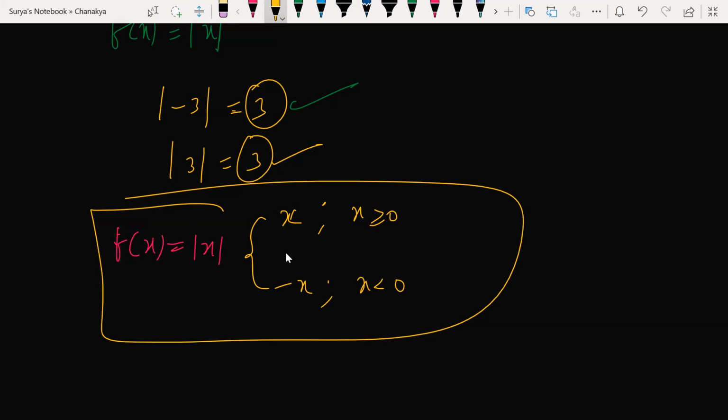You'll be getting two cases, beta. f of x is going to be plus x in case x is greater than or equal to 0. f of x is minus x when x is less than 0. Getting my point or not? Yes, sir.